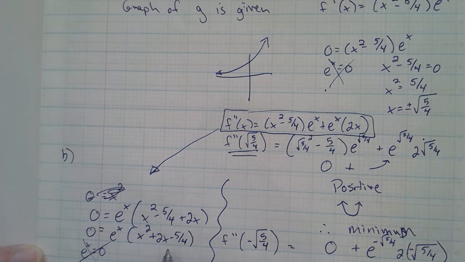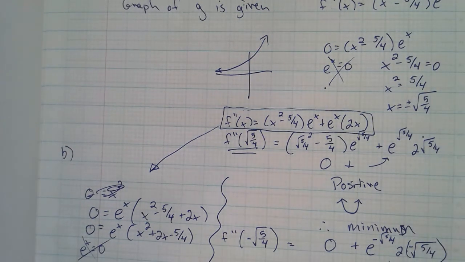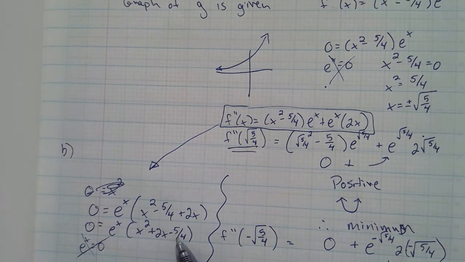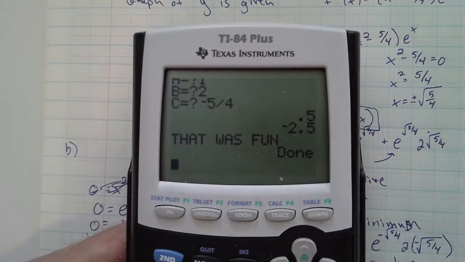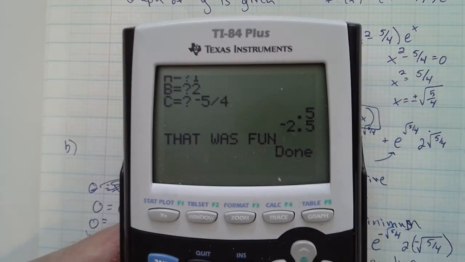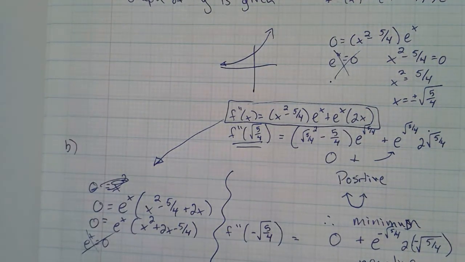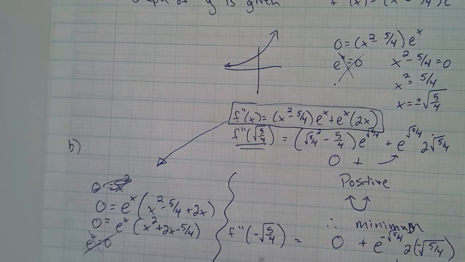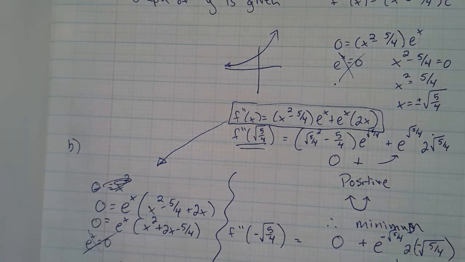So for this one you could use the quadratic formula or you could factor it. It's probably easier to use the quadratic formula. A is 1, B is 2, C is negative 5/4. According to my calculator, I get 1/2 and negative 5/2, or 0.5 and negative 2.5. So those are points of inflection.